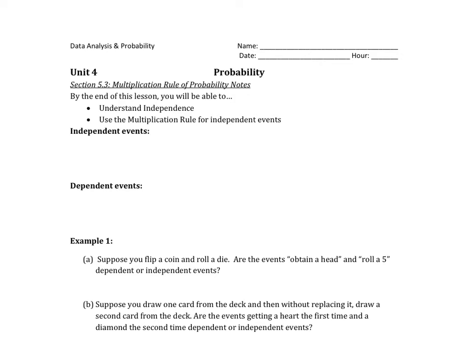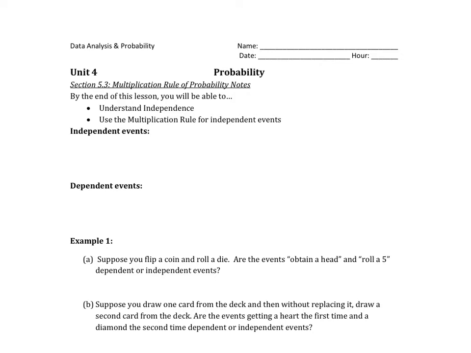So yesterday we talked about the addition rule and or probability. Today we're going to talk about the multiplication rule, which is and probability. If you remember yesterday with the or probability, there were two types of events. They could be disjoint or they could be overlapping. There are also two types of events when it comes to the and probability or the multiplication rule.